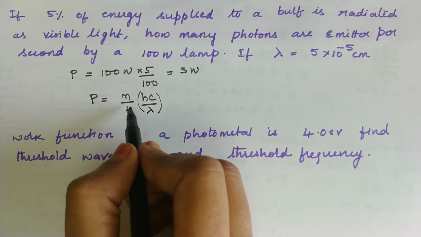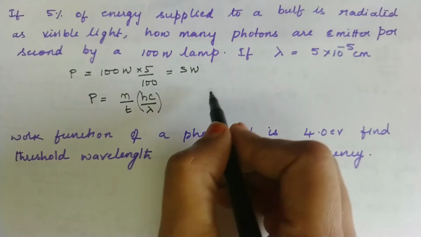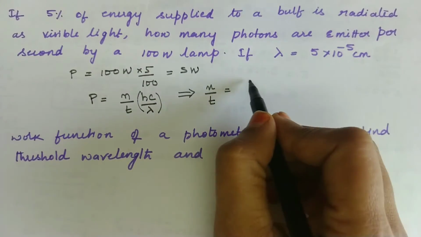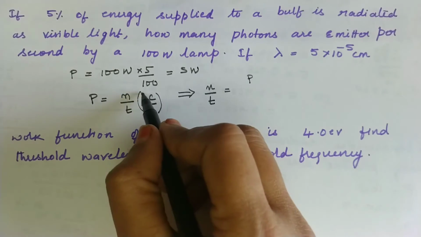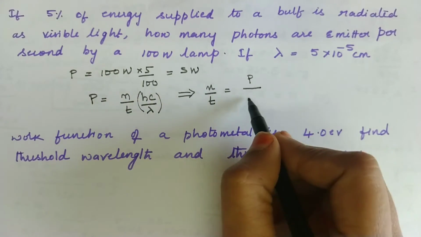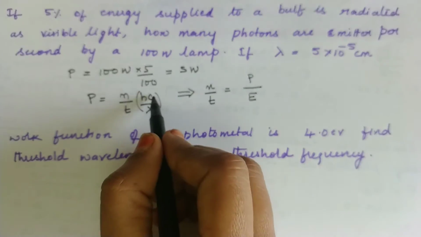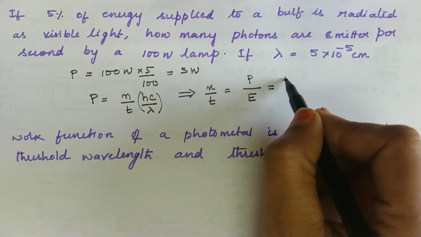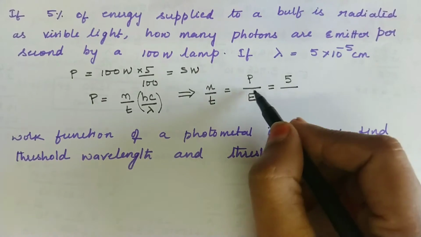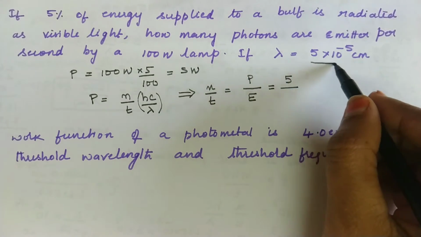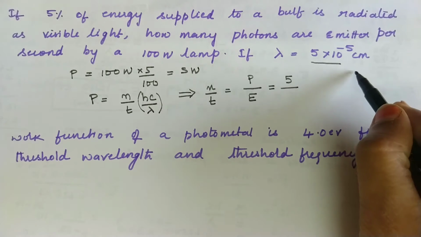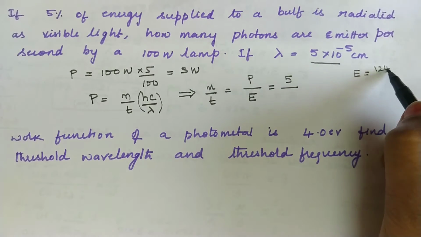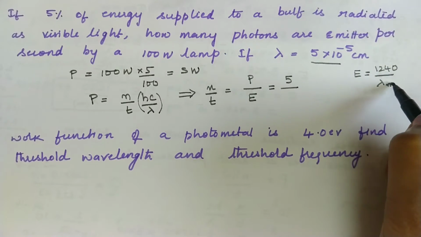They're asking you to find the number of photons emitted per second, which implies N by T is equal to power divided by energy, since hc by lambda is nothing but energy. What is the power? 5 watt. This time we will calculate the energy first, because the wavelength is given in meters. Let me use this formula to find the energy in electron volts: 1240 by lambda in nanometer.